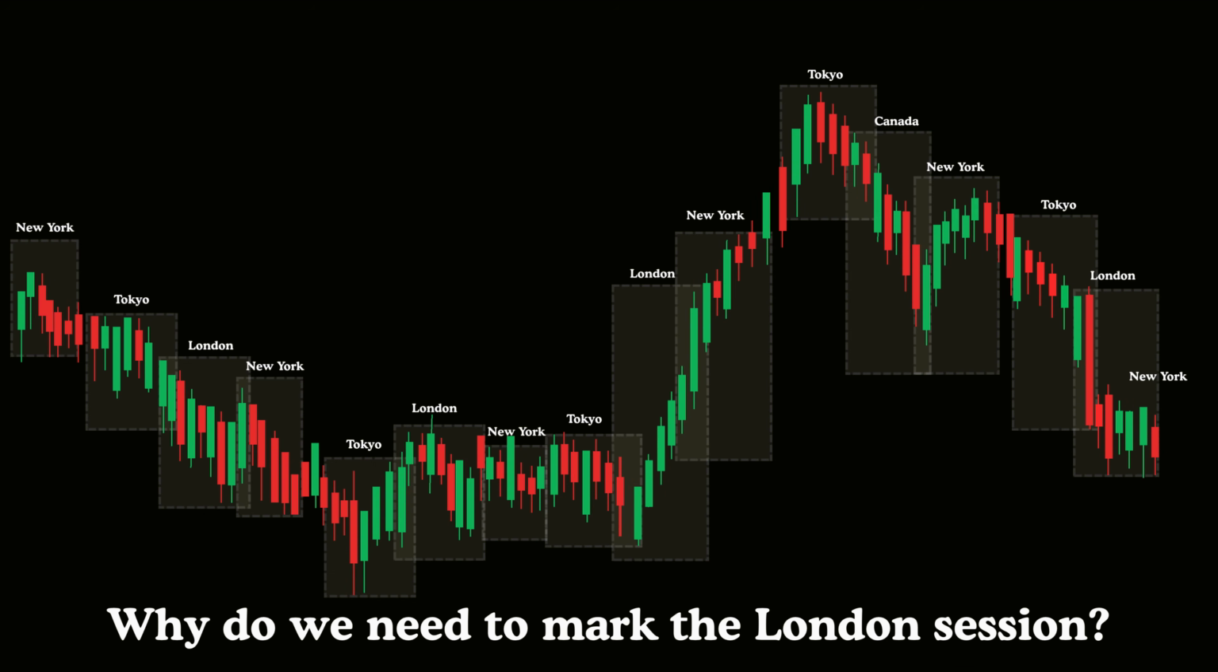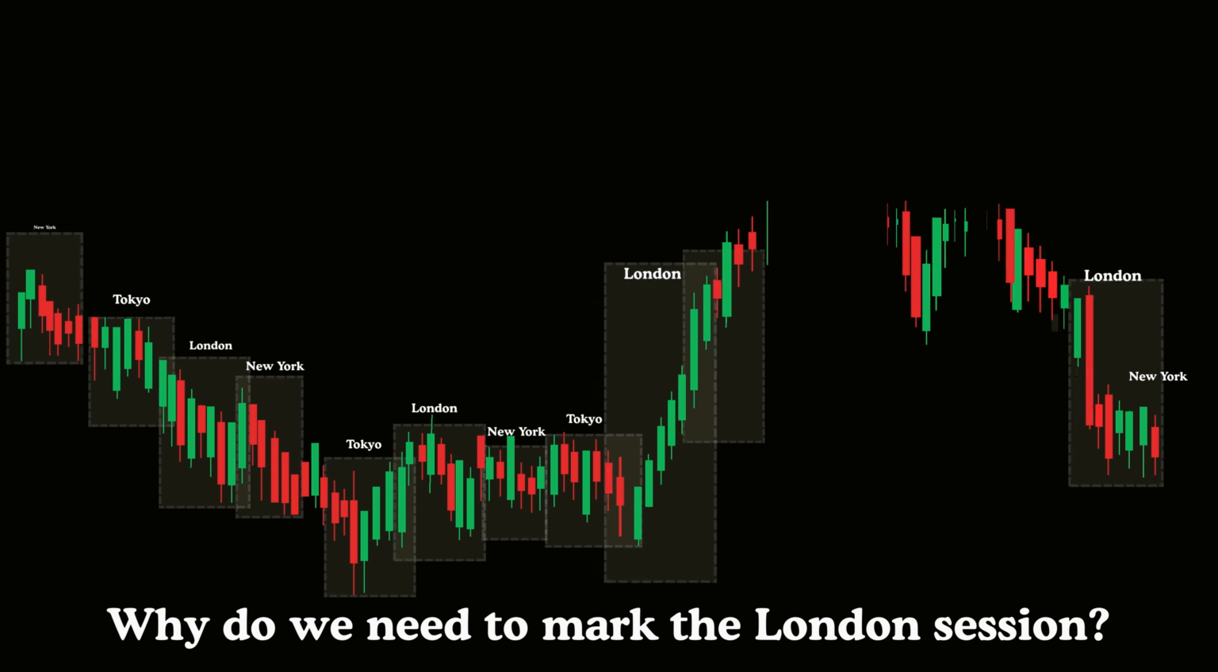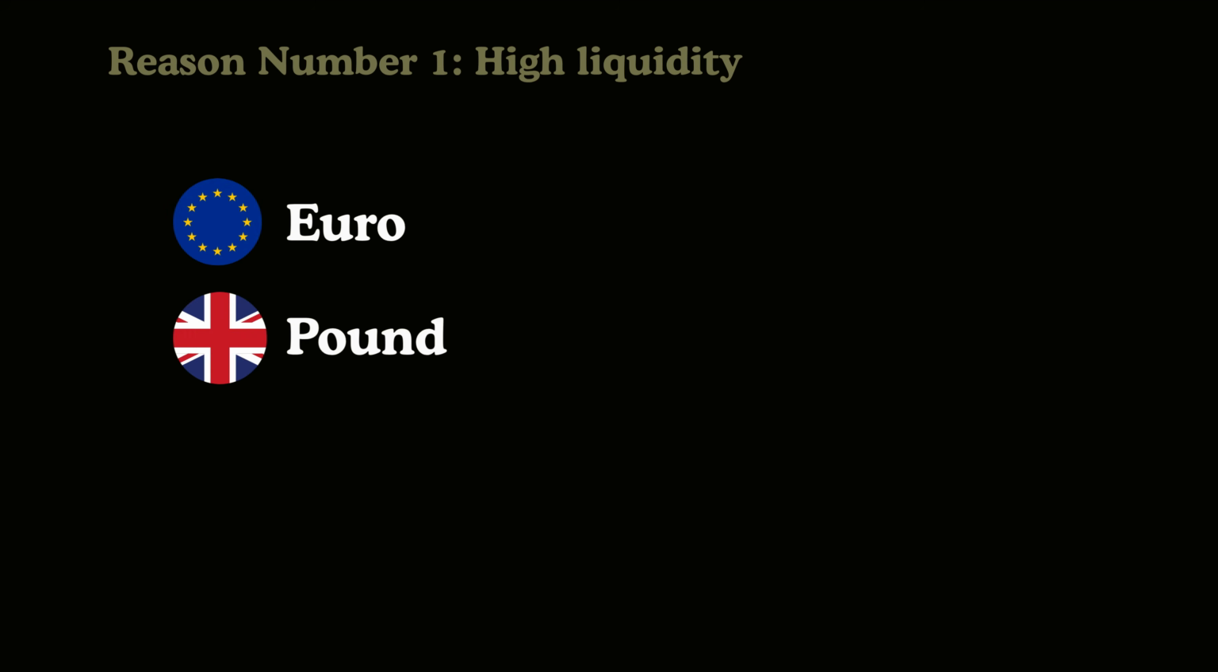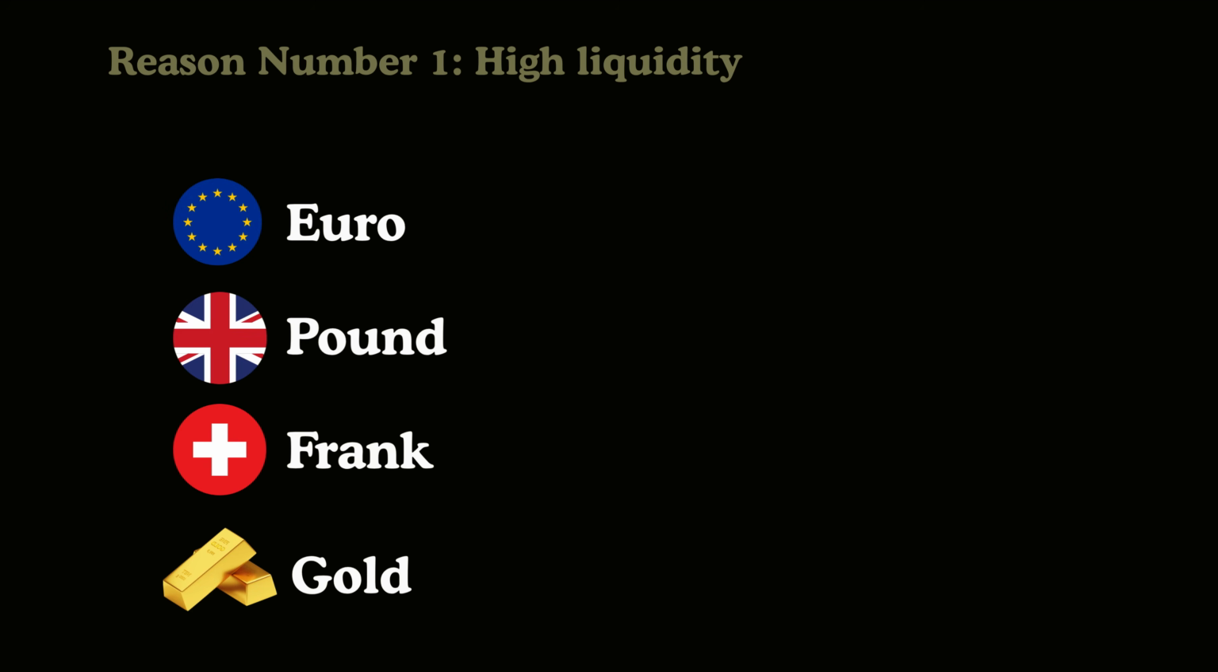The London session has distinctive traits that set it apart from the rest of the trading day. A significant surge of liquidity flows into the market. As the London session kicks off, currencies like the euro, pound, franc, and commodities like gold become highly active. This means that currency pairs involving these assets are likely to show the price movements we aim to capitalize on in the market.